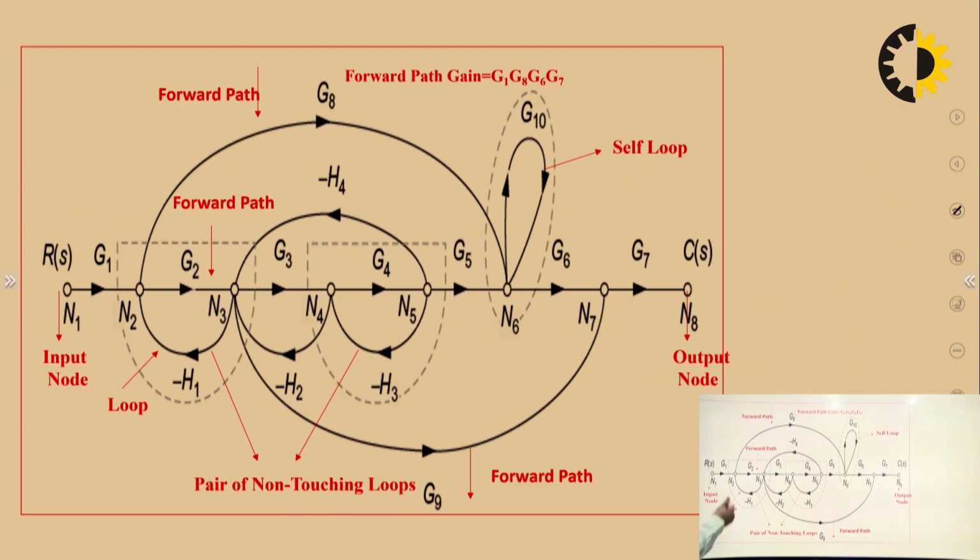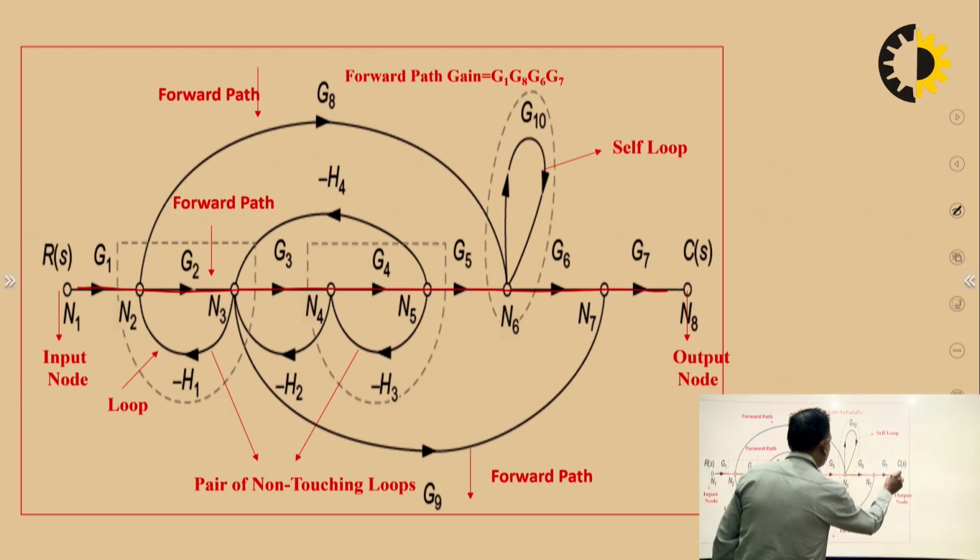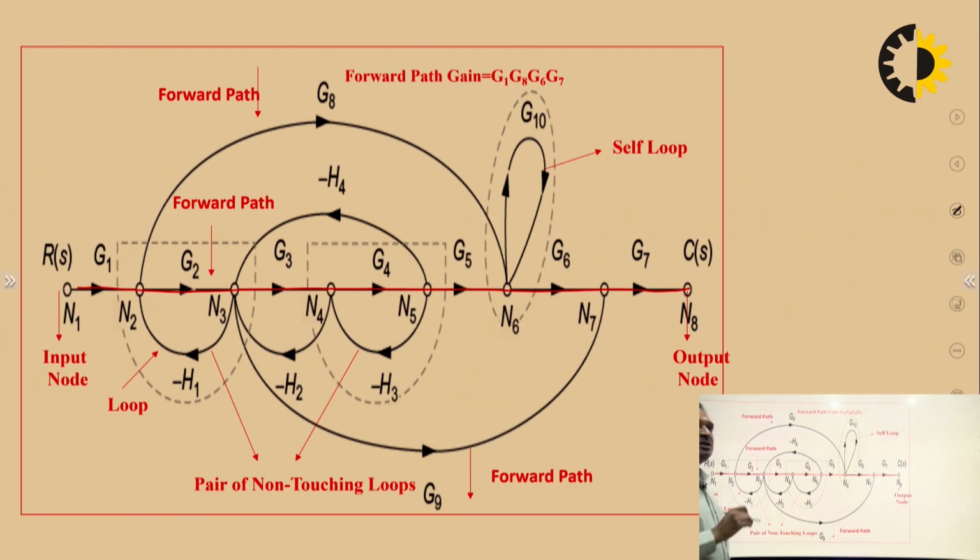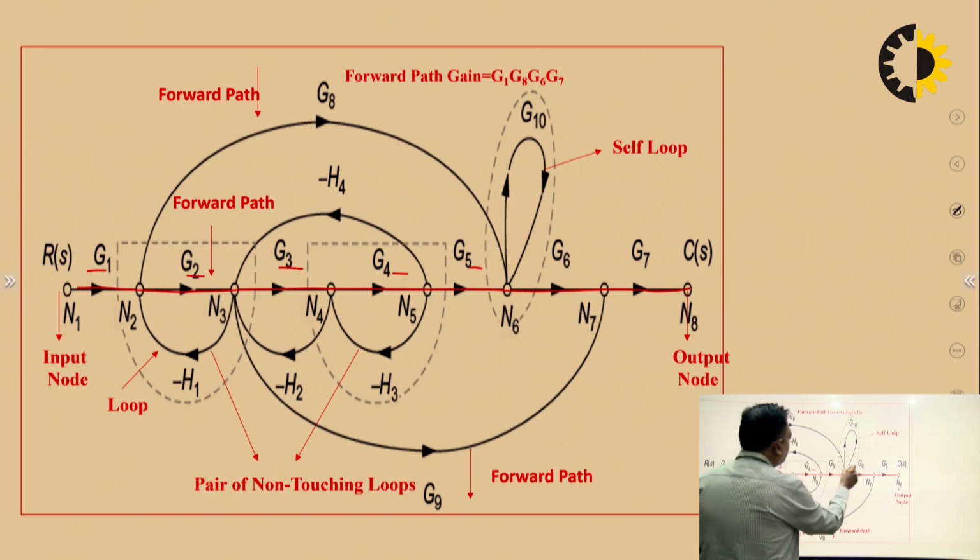So if you see this particular path from RS to CS in this direction, this is nothing but a forward path, because this path connects the input to the output. The gain of this forward path is the forward path gain, which is equal to the multiplication of the transmittances of the branches. It means if we write the forward path gain, it will become G1, G2, G3, G4, G5, G6, G7. So this is your forward path.